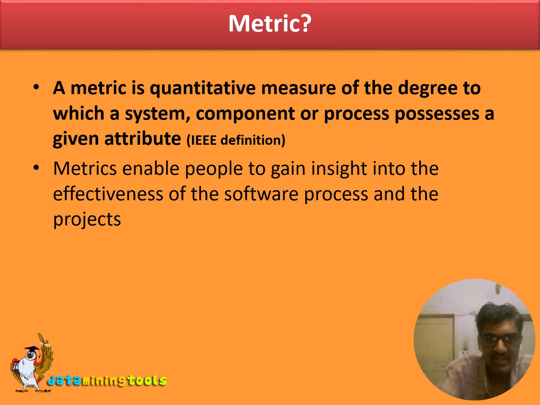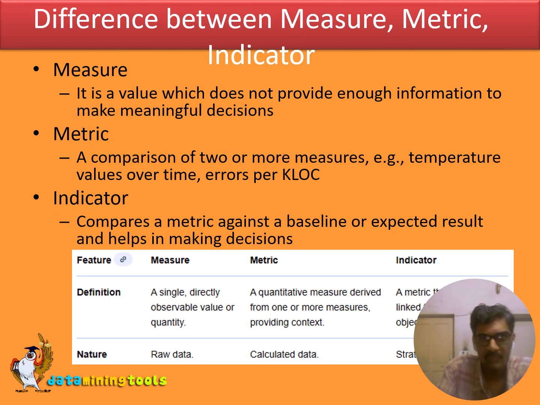Metric is a quantitative measure of the degree to which a system, component, or process possesses a given attribute. Let's look at them here. What is the difference between metric, measure, and indicator? Simple. A measure is a single directly observable value or quantity. A metric is a quantitative measure derived from one or more measures, providing context. An indicator compares a metric against a baseline or expected result.